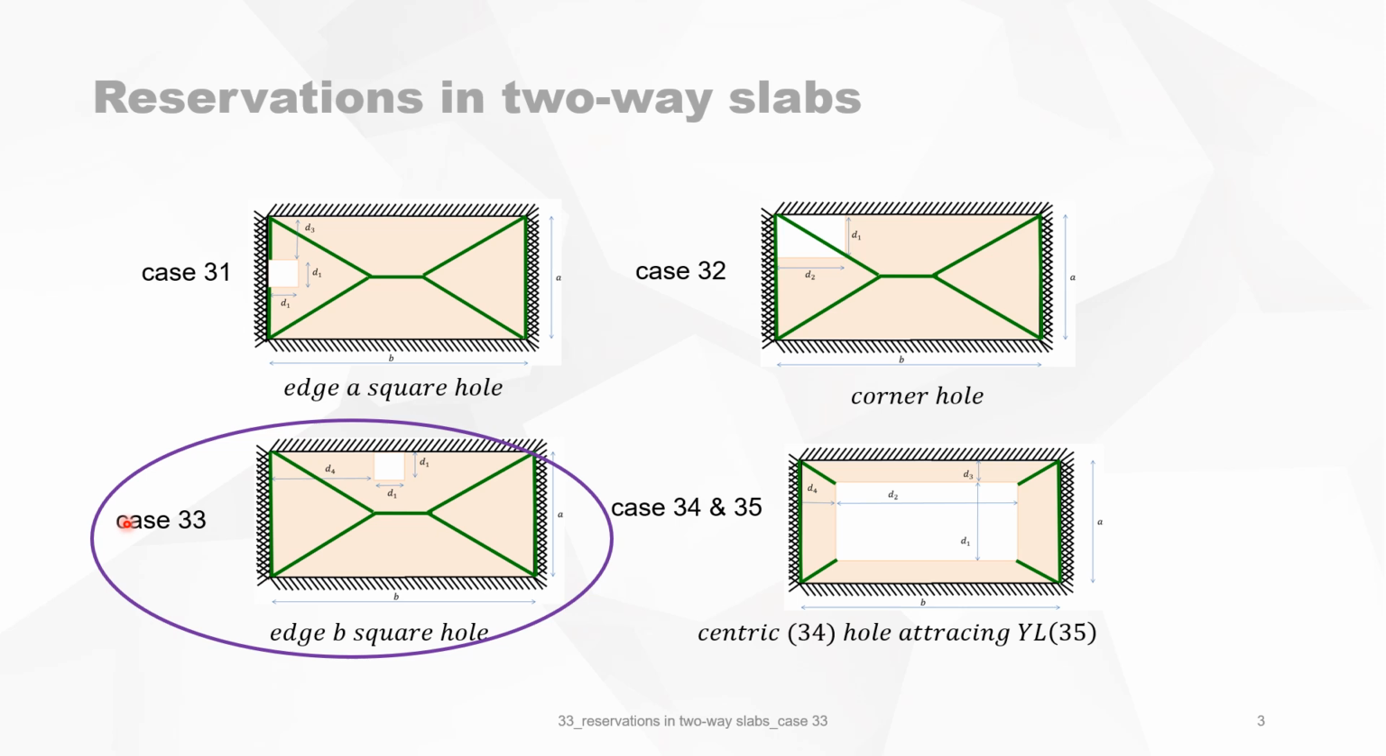This will handle case 33. It's an HB because it's on the side B. It's an HB square hole.